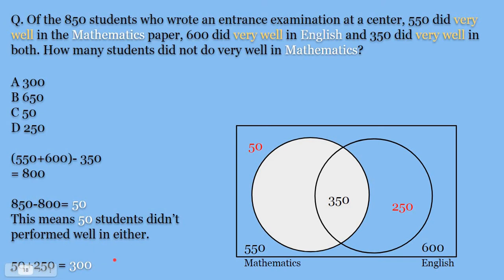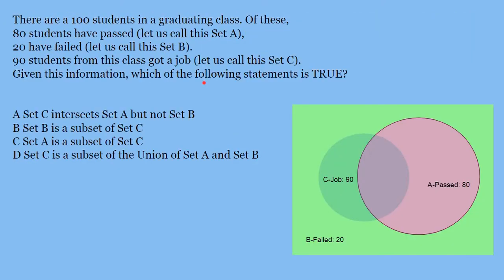That is another approach, but the best method will be, you will have to take the complement of mathematics. That is, if 550 students are doing well in mathematics, the rest of them are not doing well in mathematics, and that will come out to be 850 minus 550, that is 300 again. Now come to this particular thing and try to see for yourself.